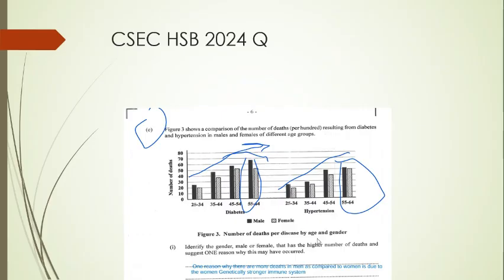Figure 3 shows a comparison of the number of deaths per 100 resulting from diabetes and hypertension in males and females of different age groups. Identify the gender, male or female, that has a higher number of deaths and suggest one reason why this may have occurred. First of all, males have a higher death rate if you look at the data provided.